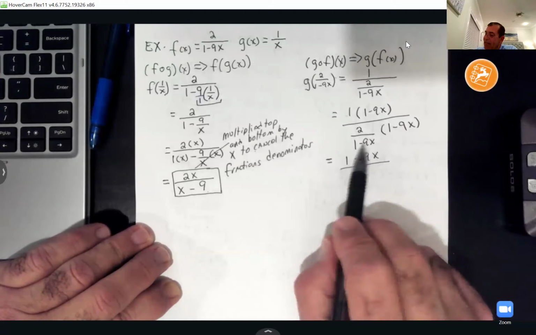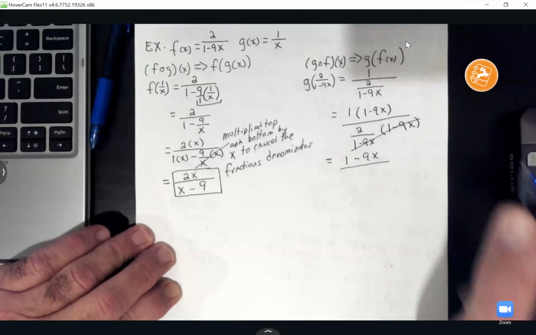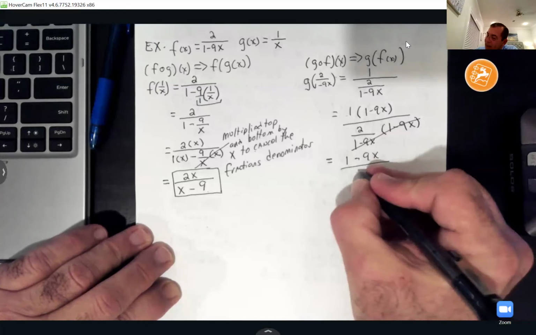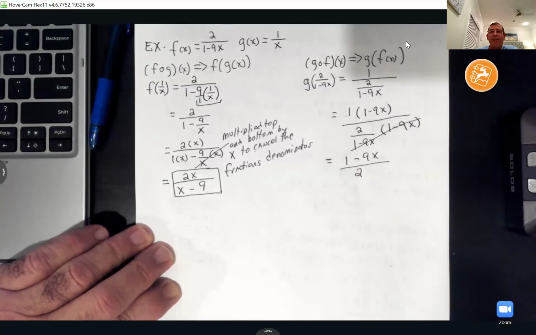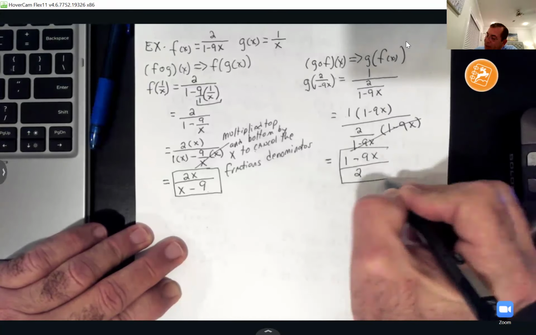This 1 minus 9x and this 1 minus 9x cancel out each other, and all that's left is a 2. There you go. So now I have a normal fraction, so now I can be done.